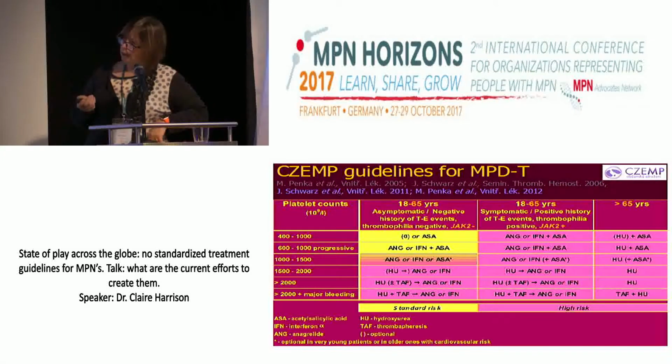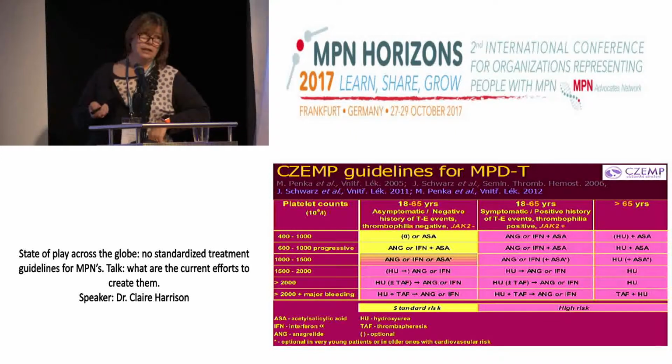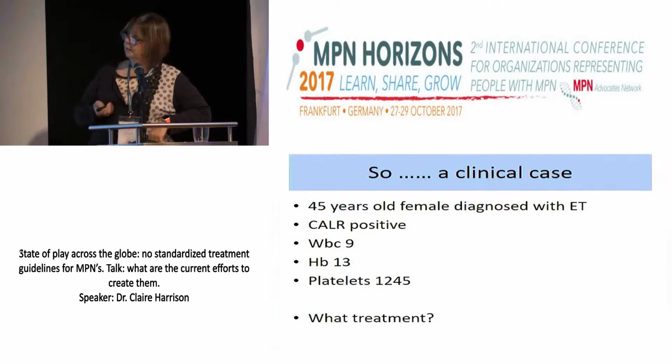The CHEMPO guidelines, on the other hand, would actually be treating these patients if they had a platelet count of over 600 with either anagrelide, which is definitely not first line in Western Europe, or interferon. So there's quite a diversity in clinical guidelines across the globe. And that's illustrated. I just also wanted to illustrate another issue here.